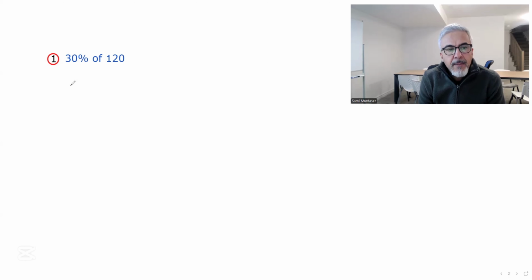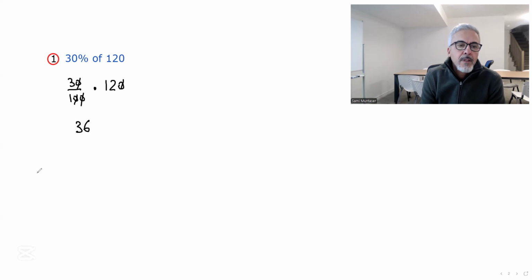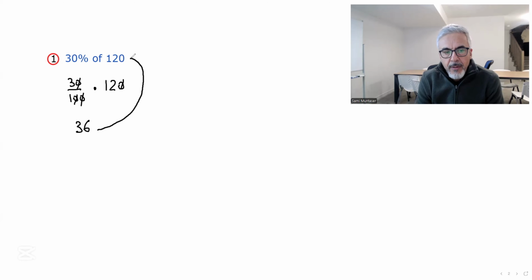A percent is always over 100. And then we multiply it by 120. Now we're multiplying a fraction by a whole number. So we just cancel the 0 here with the 0 here, and the 0 here with the 0 here. And we're left with 3 times 12, which is 36. Also, another way we could get from here to here very fast is by canceling these zeros. And then 3 times 12 is 36.